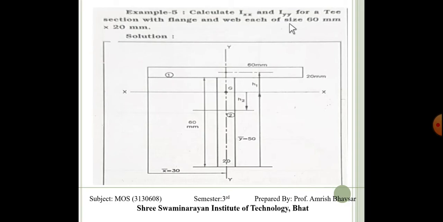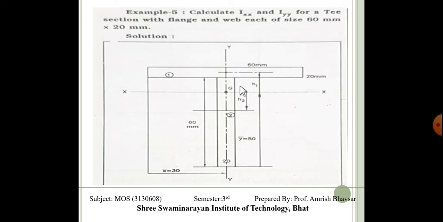Calculate Ixx and Iyy for a T section with a flange and web, each of size 60 mm by 20 mm. So, it is 60 and it is 20, again it is 60 and it is 20, which makes a T section. So, first of all, we have to find the CG of this section, because whenever we are going to find the moment of inertia, this Ixx means the axis of its CG. Iyy means again its axis of CG. So, first of all we have to locate its axis of CG. After that we are going to find the moment of inertia from this axis.